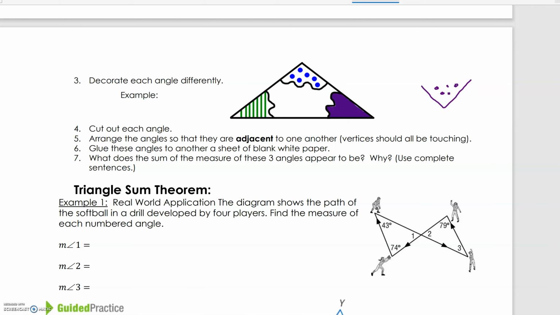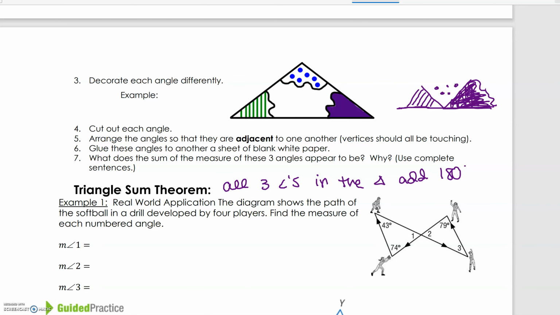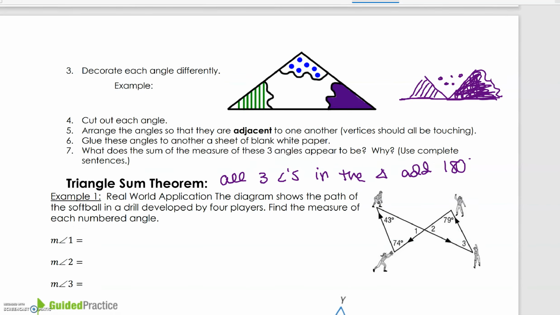So it's going to look like polka dots there, purple. There's the purple one all colored in. And then here is my striped one. And notice that they form a line. So triangle sum theorem means that all 3 angles add up. All 3 angles in the triangle add to 180 because they form a line. They all add up to 180.